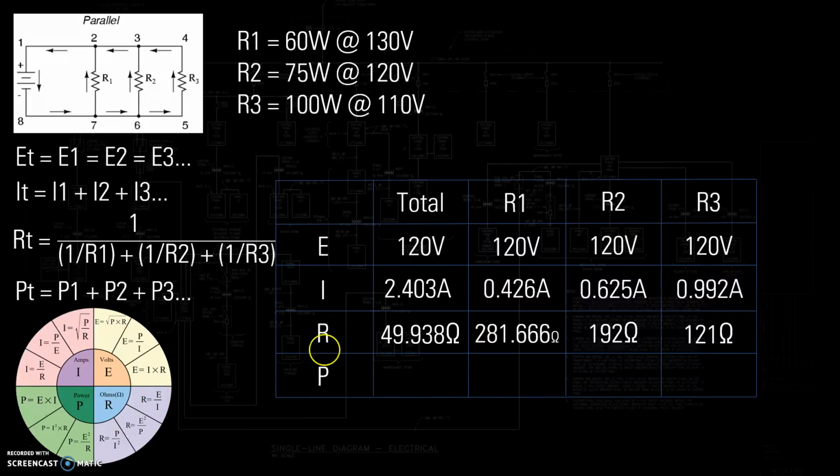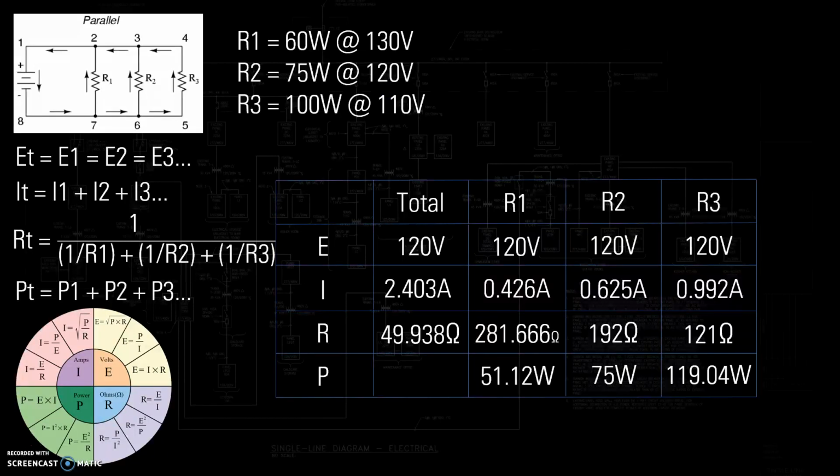So now we've got everything except for power. The only next step we can take is an Ohm's law step. We don't have enough information to use the other formula at this point. I could find any of them I want, so I'm going to start with R1. If we are looking for power, for wattage, we use P equals E times I from Ohm's law. If we work that out, we have 51.12 watts for R1. Same thing for R2, we get 75 watts. R3, we get 119.04 watts.